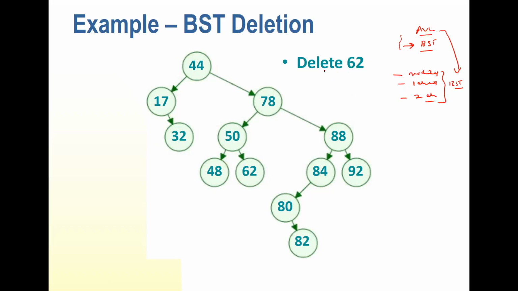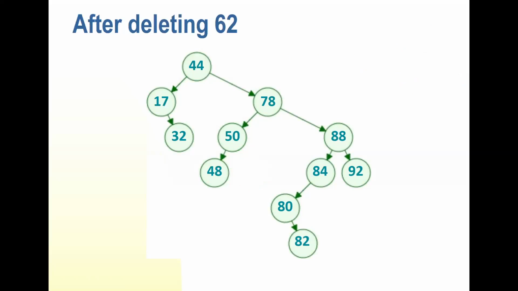Now if you want to delete 62, 62 is a node with zero child nodes, that is, no child node. In that case, you have to merely set the respective left or right pointer of that parent node equal to null. In this case, right of 50 will become equal to null, and we have to free this node with 62. That is, a node to be deleted has no child node. This is the output after deletion of 62.